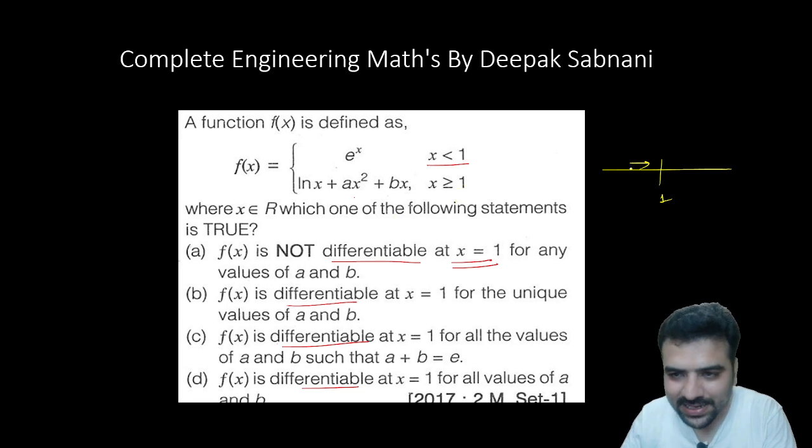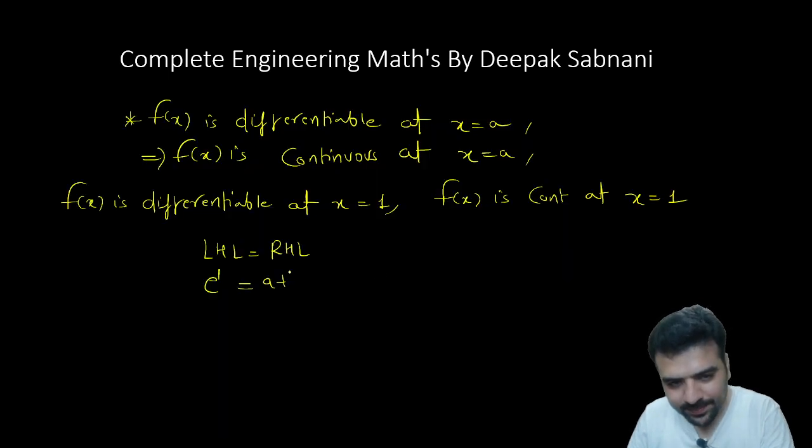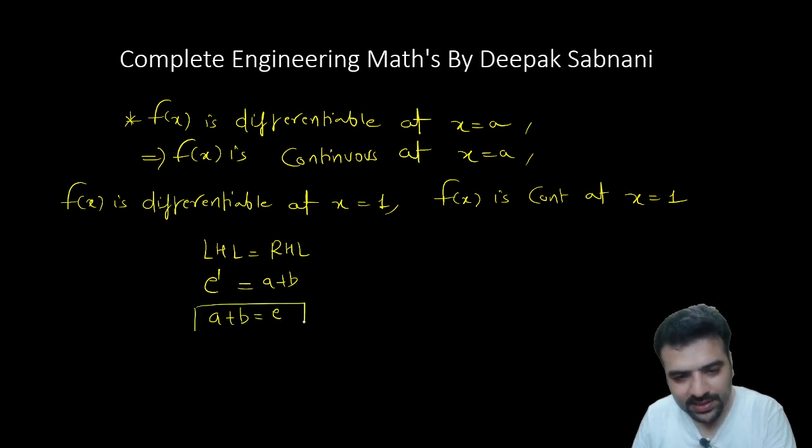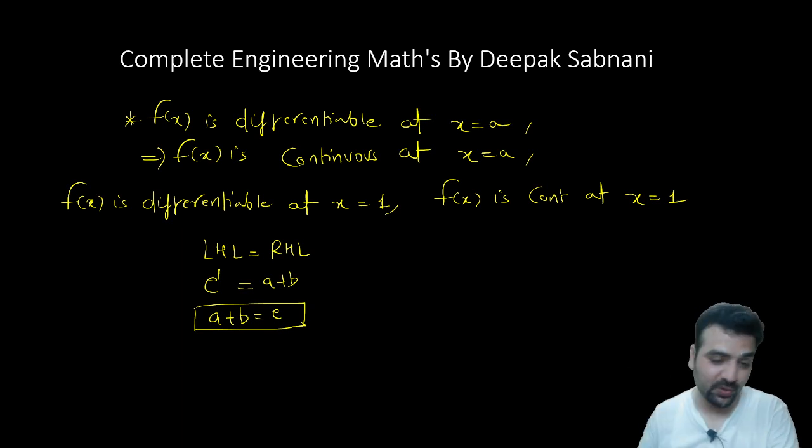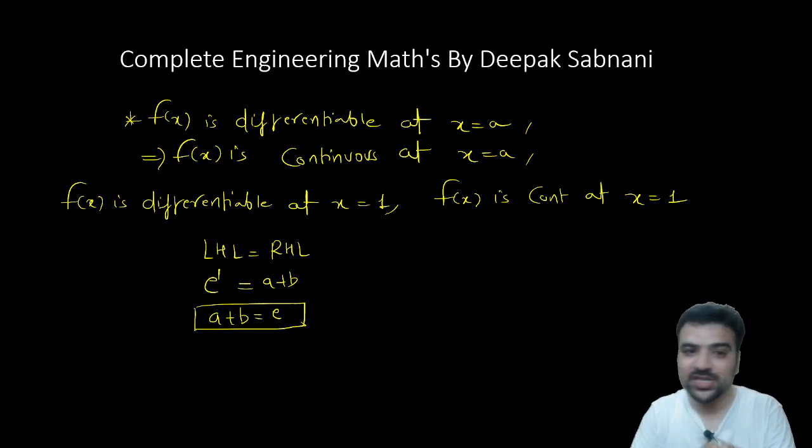RHL, when x is greater than 1, approaching from the right hand side, this function is ln x plus ax square plus bx. Put 1 here, ln 1 is 0, a into 1 square is a, plus b, so it is a plus b. So it means that if the function is differentiable, then a plus b has to be equal to e. This is the first condition, a plus b must be equal to e if the function is differentiable at x equal to 1. Now this condition should be satisfied.